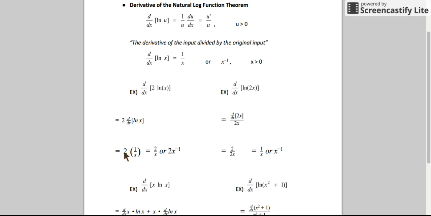And then we multiply by 2 at the front again. And we can be left with our final derivative, 2 over x, or write it using a negative exponent, 2 times x to the negative 1 power.